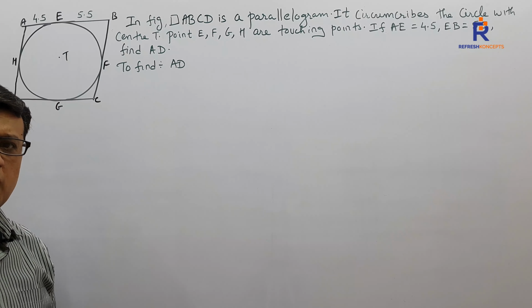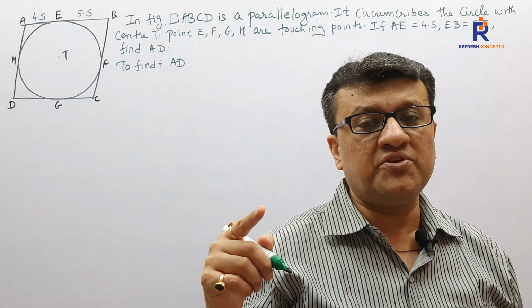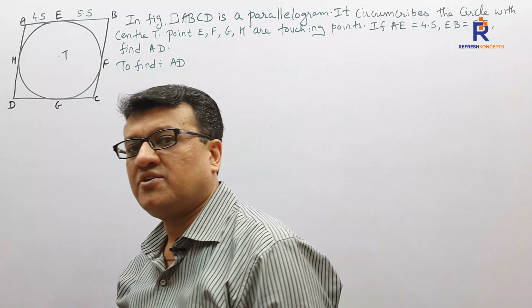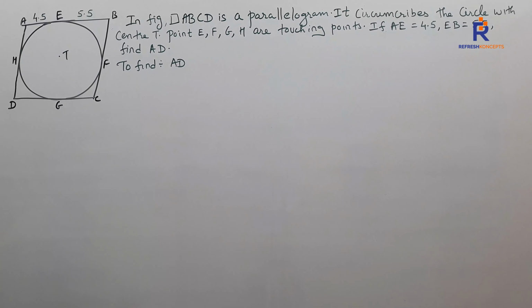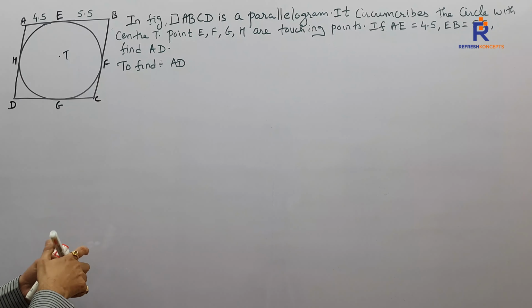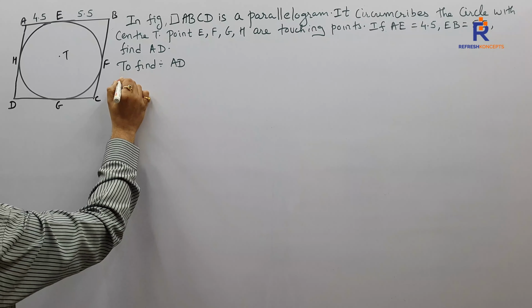Any idea which theorem will be applied over here? Which property is going to get applied over here? Length of tangent segments drawn from the external point are congruent. Rightly said. Prior to that, my solution will have these statements first. Solution.